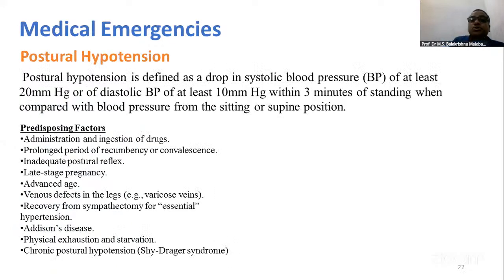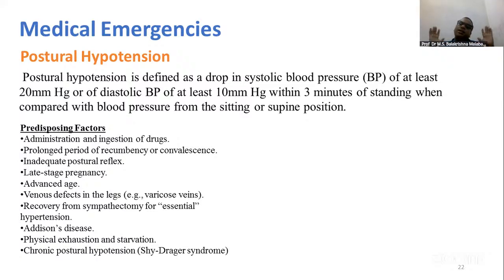Next condition, postural hypotension. This is a condition where the patient is in one state of posture for a longer period of time, and suddenly when he stands up, what happens? He gets giddiness and he falls down because of variation in the blood pressure. So postural hypotension is defined as a sudden drop in the blood pressure. That is, systolic blood pressure falls by 20 mm and or diastolic blood pressure falls by 10 mm within 3 minutes of standing.